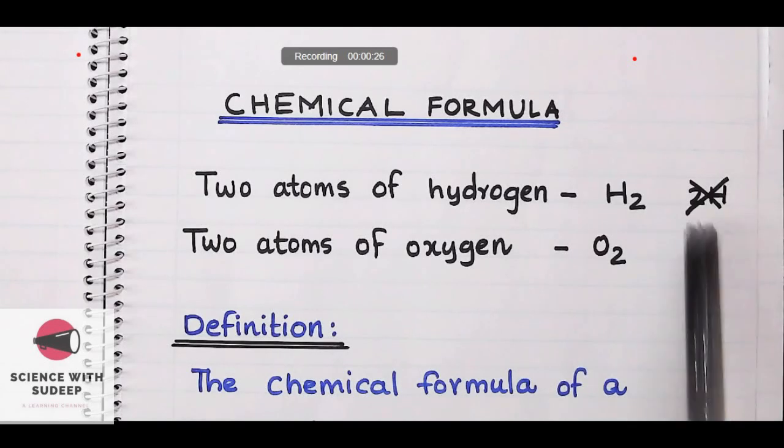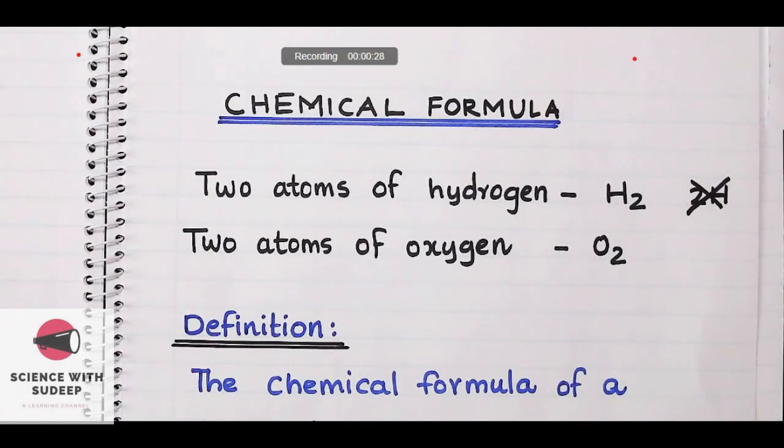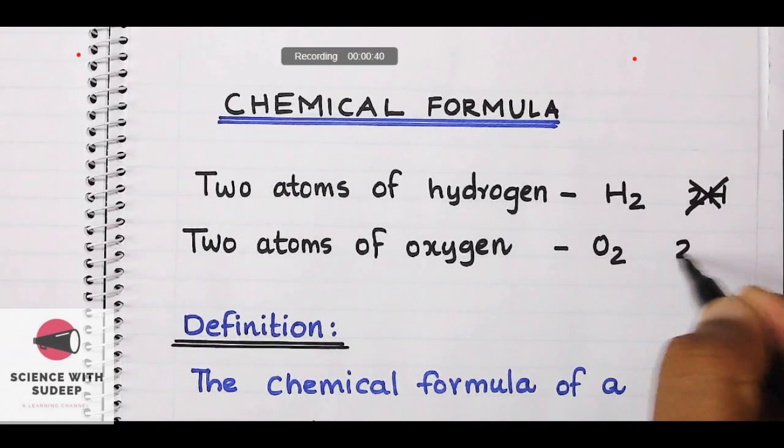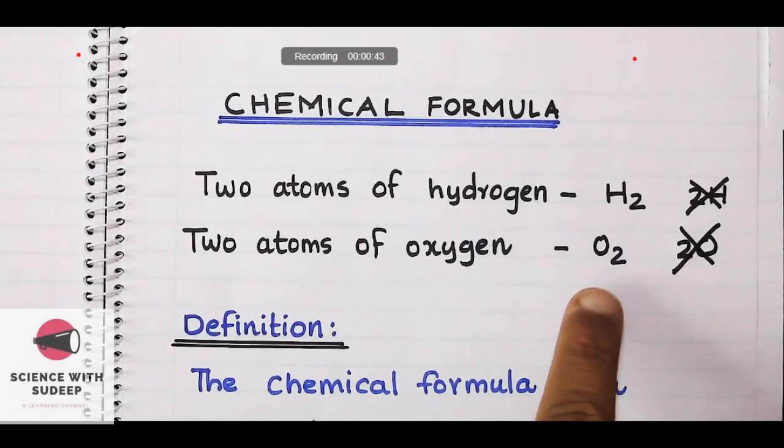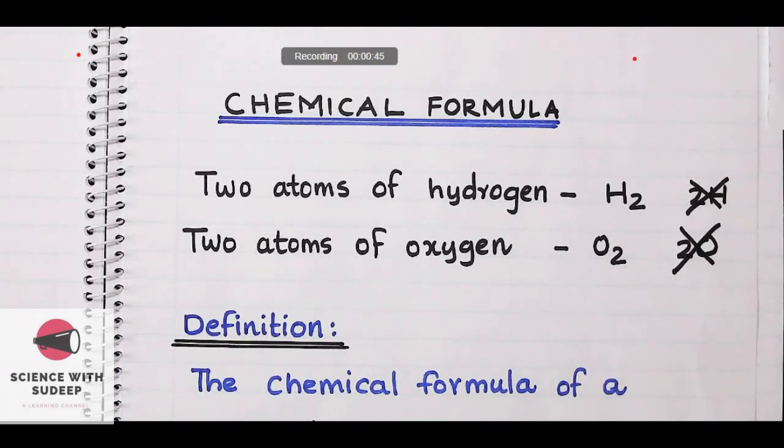You are not allowed to write it like 2H. Here the statement is two atoms of oxygen. O2 stands for oxygen molecule. This 2 shows there are two oxygen atoms. You are not allowed to write 2O like this. This is wrong. We write the oxygen molecule like this, O2.